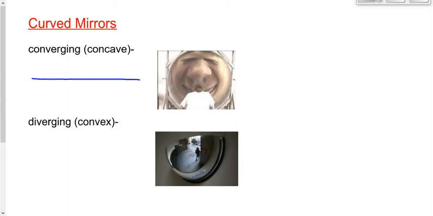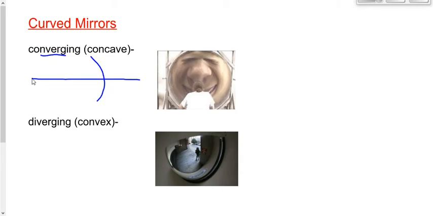If this is what we call our principal axis, that imaginary line drawn at 90 degrees to the mirror and right through the middle of the mirror, then this would be a curved concave mirror. It's thinner in the middle than it is at the edges. It's caved in. We also call it converging. Why? Caved in gives you concave, but where does converging come from?